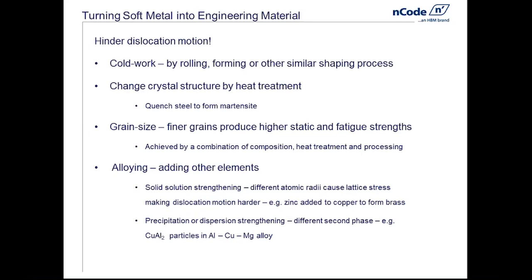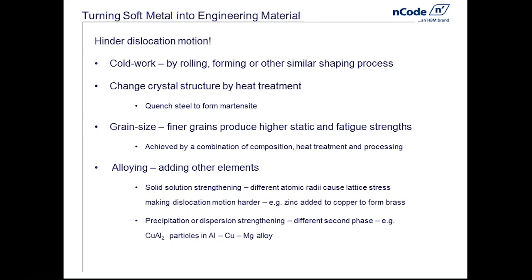I've been talking about soft metals largely until now, but we want to turn this into something that is usable as an engineer. And in order to do that, we've got to hinder the movement of those dislocations. And here is a quick overview of some of the ways in which we do that. The obvious and classic one is the old metallurgist beating it. You cold work it, you roll it or thump it or do something to it and reduce the thickness, and you increase the population of the dislocations.